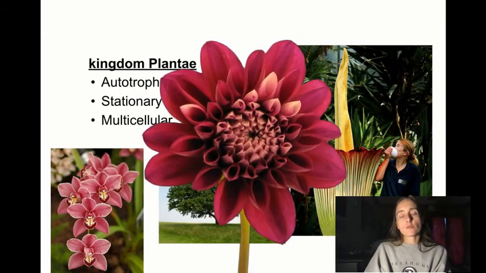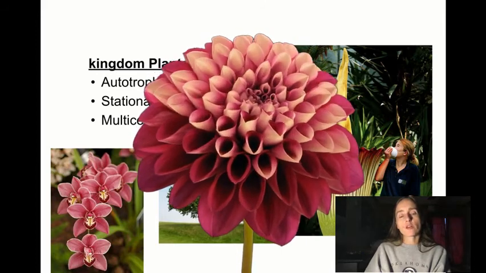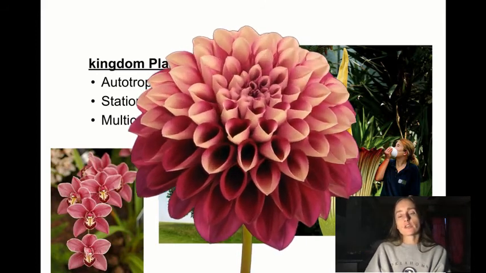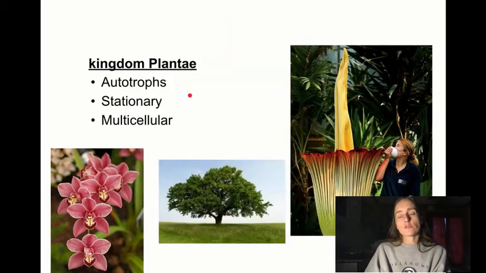So they make energy from the sun. They are stationary. They don't move. They are multicellular. They are definitely more than one cell. Orchid, oak tree, corpse flower. Corpse flower smells like death, and it lures flies for pollinators.